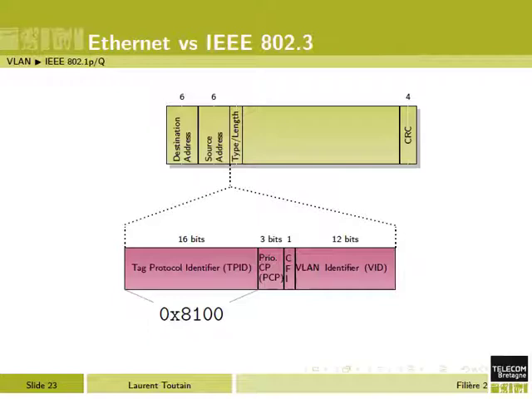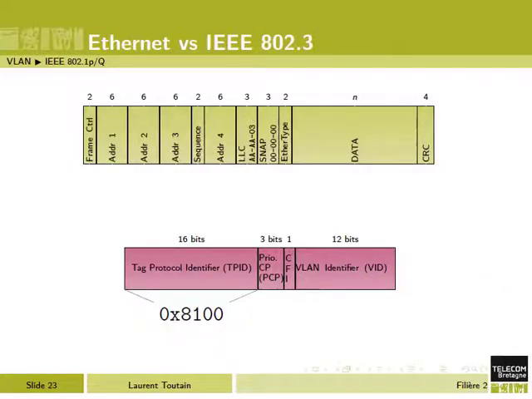So, you have priority. Priority will help your bridge, if you have some congestion on your bridge, so that some frames will go first. So you will have queue management. You have CFI, it was for source routing, so it's not used. And 12 bits are left, and these bits contain the value of the VLAN, so the VLAN ID.